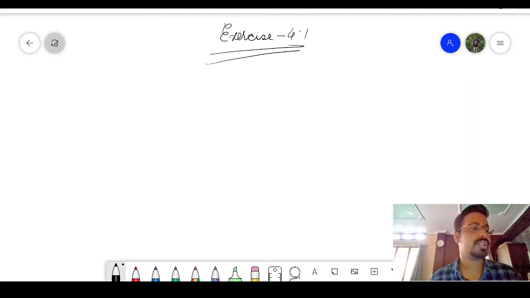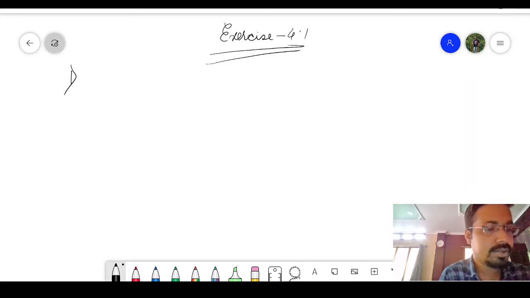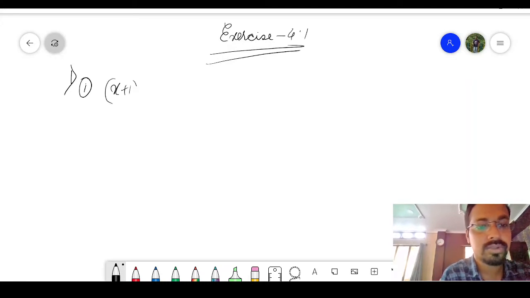So let us see what are the questions that we have. We have to check whether the given equations are quadratic or not. So let us take one or two sums and see how to do it. Question number 1: (x + 1) whole square is equal to 2 into (x - 3).